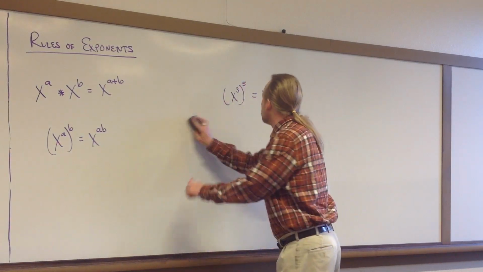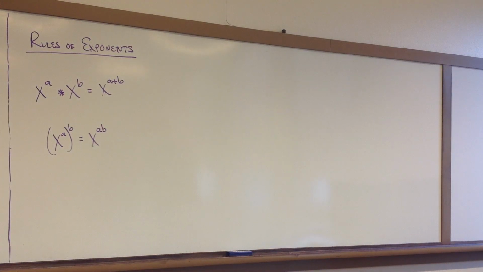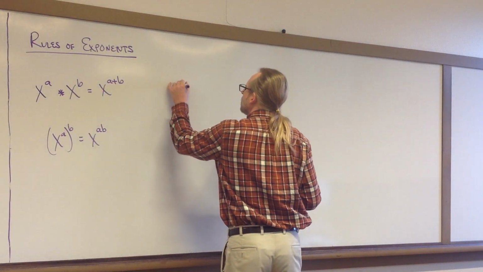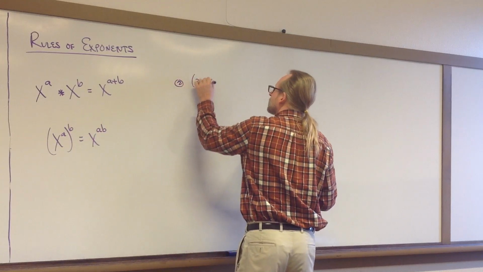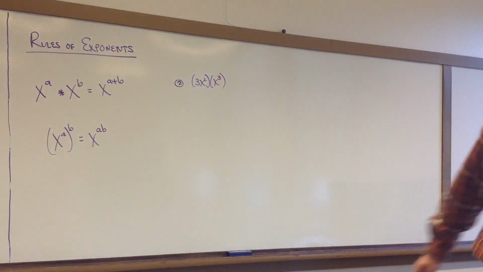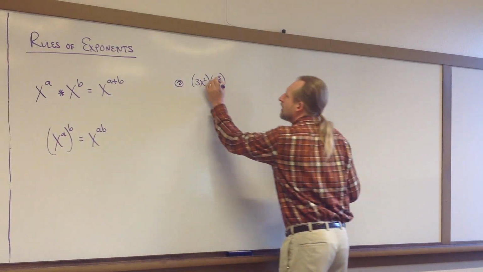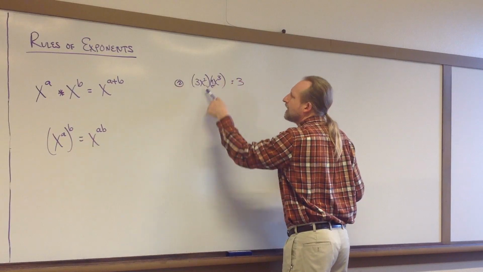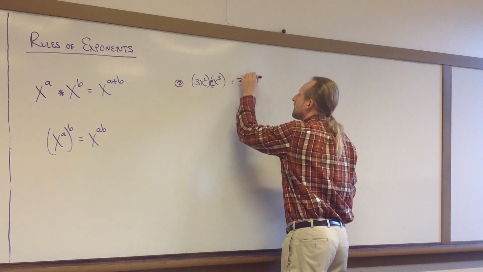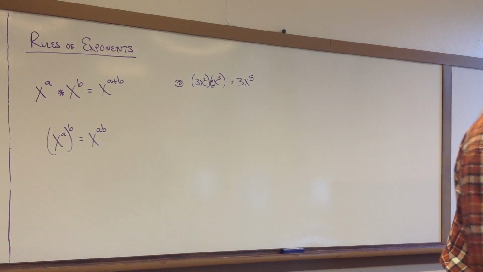So now we want to look at using them in some problems. So let's take a look at the assignment here. Okay. So problem 2, we've got 3x squared times x to the 3rd power. So the coefficients will get multiplied separately. You've got a 3 here and sort of a 1 here, right? So we'll come out with 3, and then x to the 5th power. The 2 and the 3 make 5. Well, let's make that clear that that's a 5. There we go.